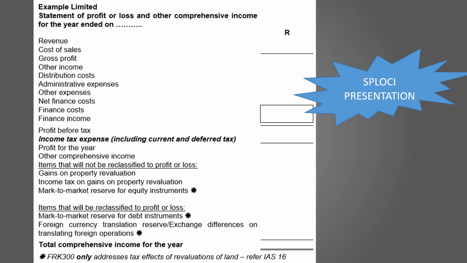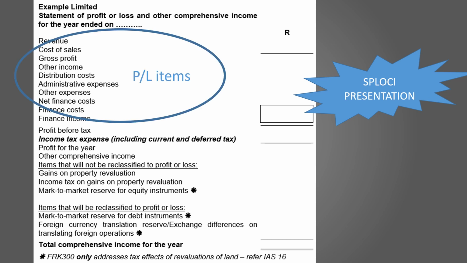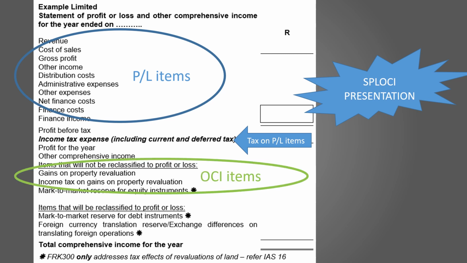So if we look at our SPLOCkie and the presentation of income taxes, you'll see that we have our profit or loss items here at the top. So those are all the transactions that affected profit or loss. And then the income tax on these profit or loss items, we also show as part of profit or loss. However, if we have other comprehensive income items, for example, the revaluation of property, then we will show the tax on these OCI items in OCI.